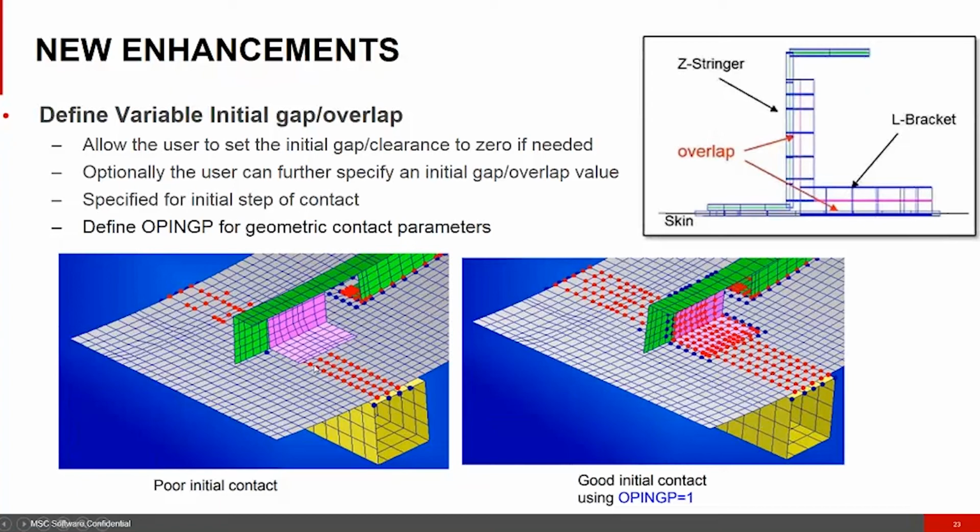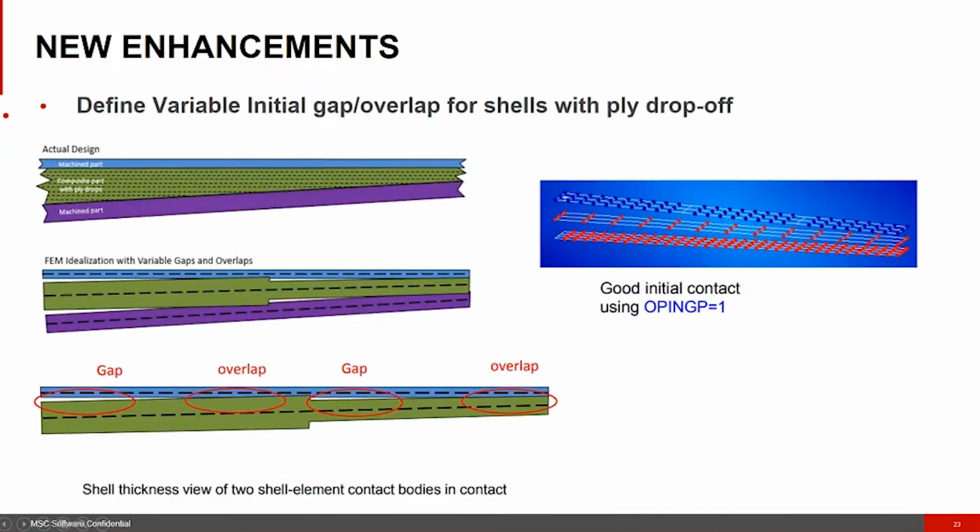So this is a new capability that has been added in Nastran for the past couple of years, and it's very useful. Here you can see the ply drop-off option that I told you. Here we have two plies. We have a composite stack-up that is between two machine parts. This is the actual design on the top, and then we have the FEM idealization that has the variable gaps and overlaps. You see here we have a gap, then an overlap, then a gap, and an overlap. So if we use this option in MSC Nastran, the OPINGP parameter equal to 1, it will automatically take care of it.